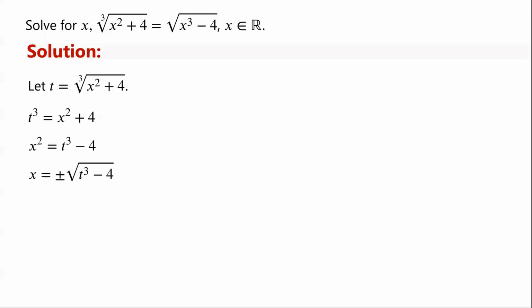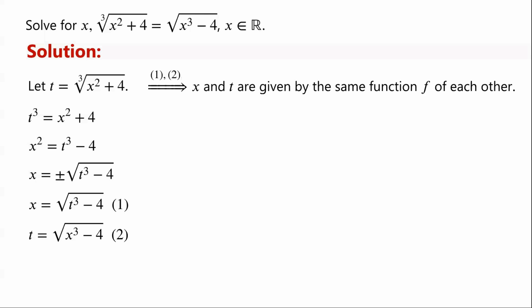From the original equation, we know that x cubed minus 4 must be greater than or equal to 0. So x must be greater than 1. The negative value of x is discarded. Therefore, x equals root of t cubed minus 4. Now substitute t equals the cube root of x squared plus 4 in the original equation. We have t equals root of x cubed minus 4.